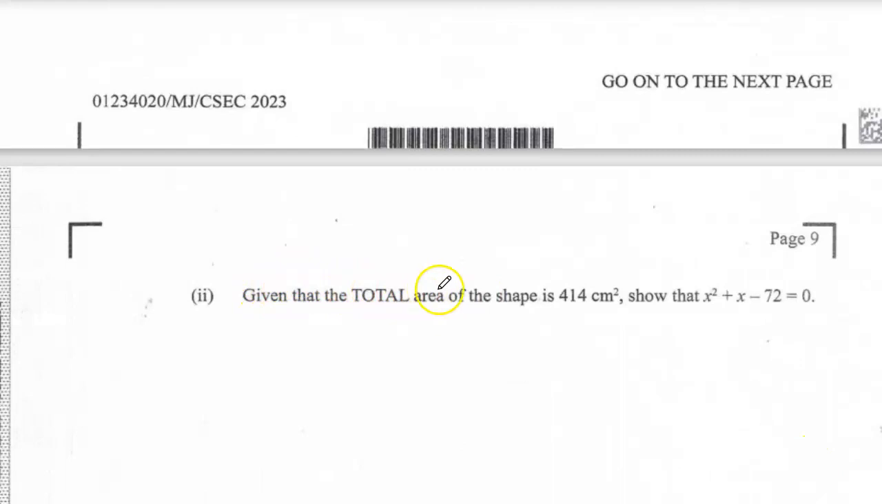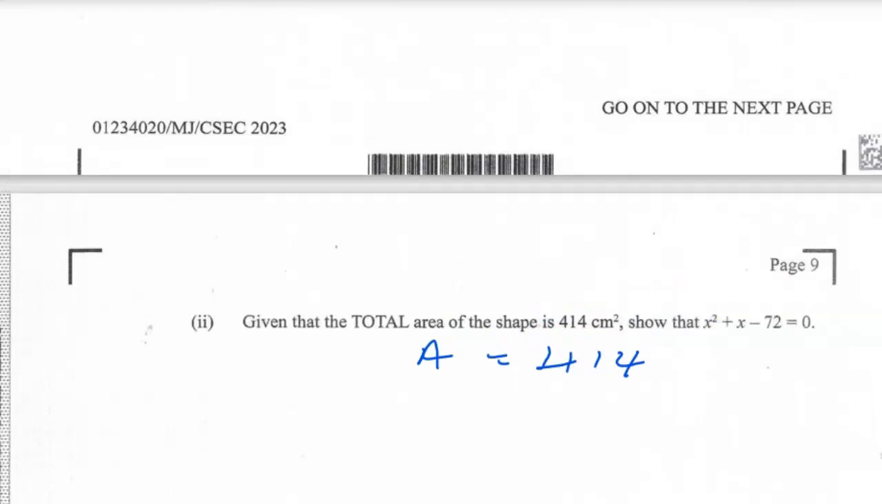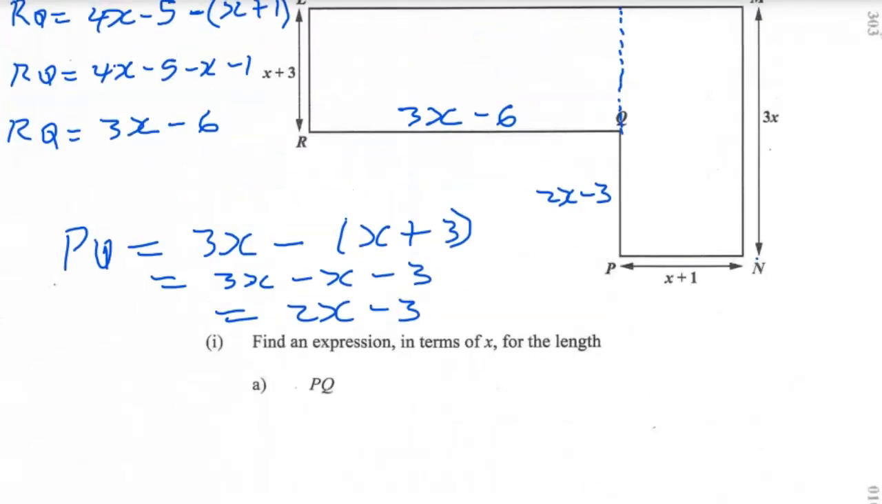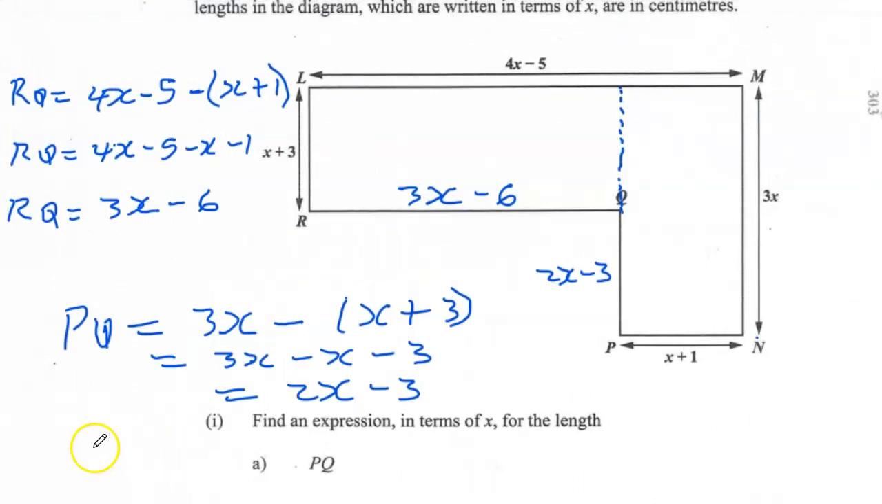Given that the total area of the shape is 414, show that x squared plus x minus 72 is equal to 0. So the area of the shape is 414 square centimeters. We can break up the shape into two rectangles. This is a rectangle here, and a rectangle over here. This line divides them.